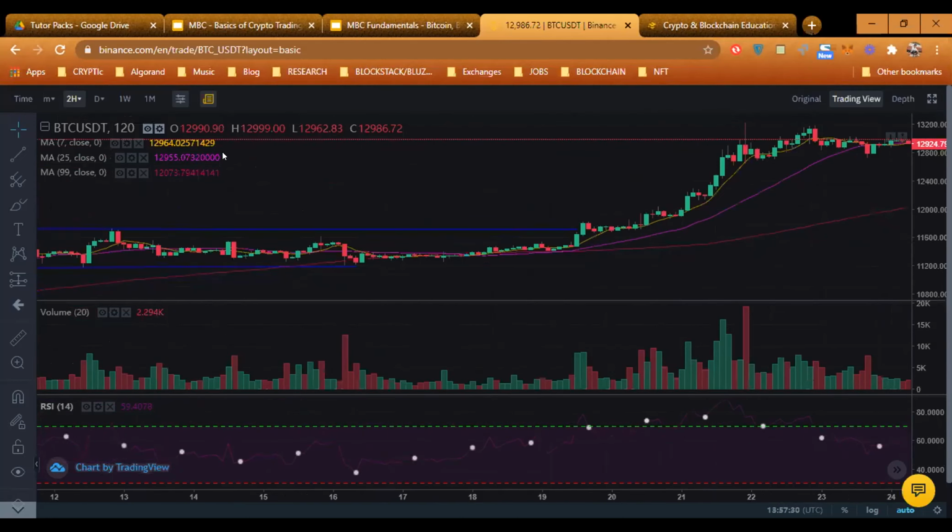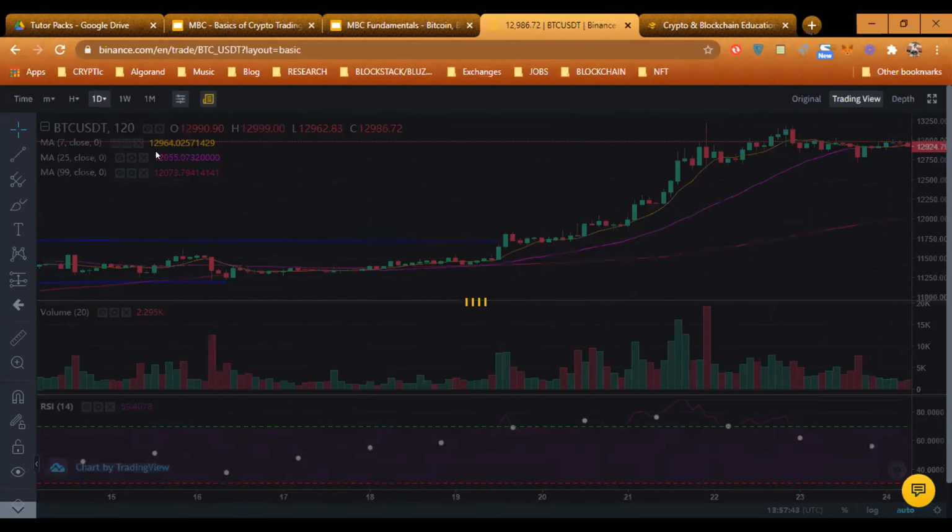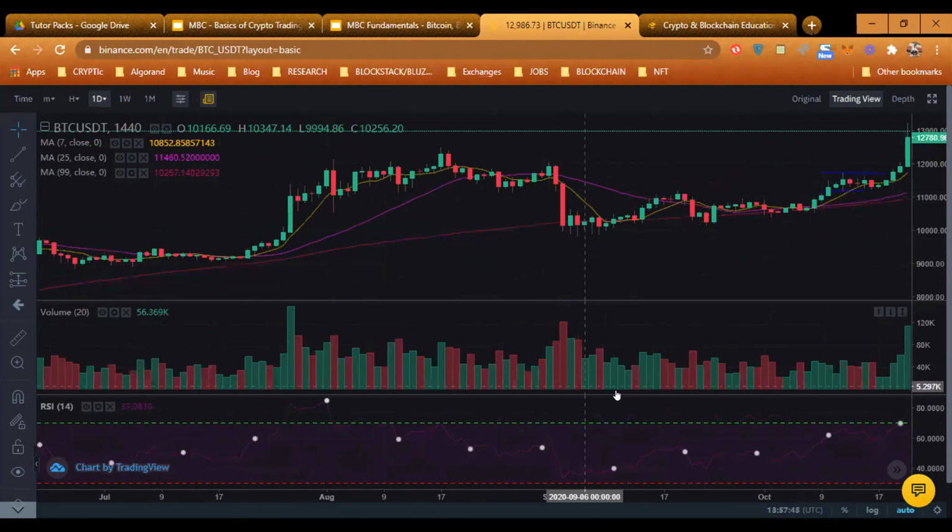Okay, maybe I should change the time. So I'm making it 2 days, 2 hours. Let's look at Monday. Okay, good. So at this point here, this guy is being oversold, which means it's a good time to buy. So you can look at this day, and this is a 1 day trading view. So a 1 day chart.